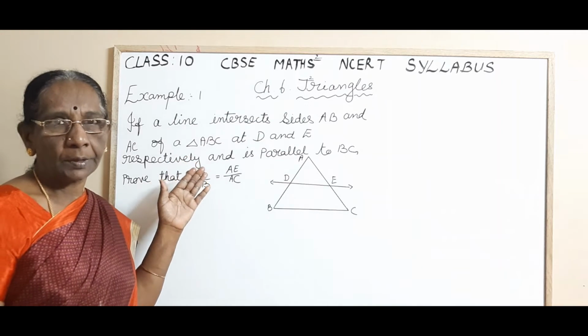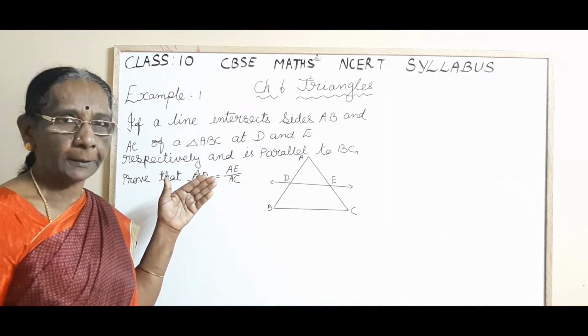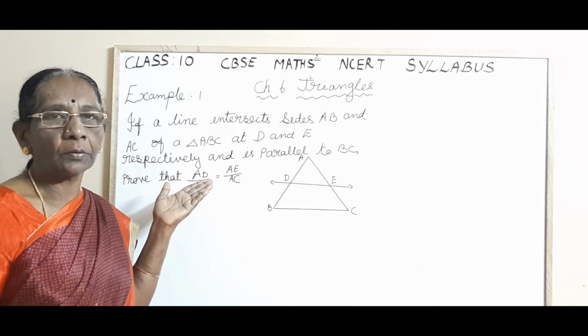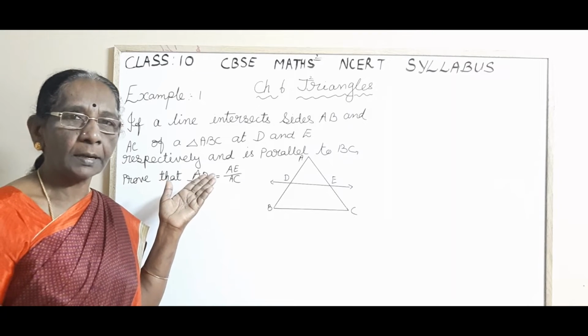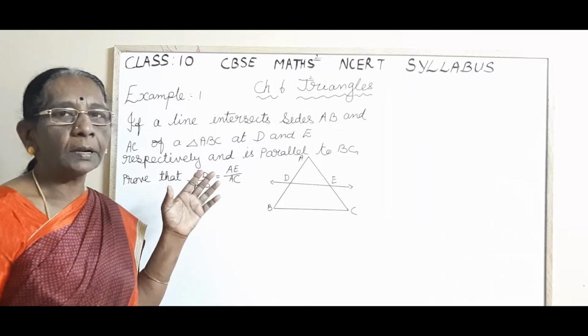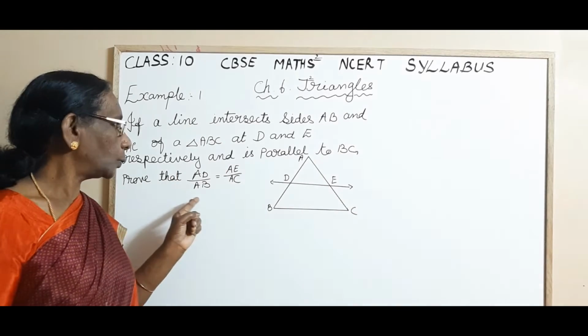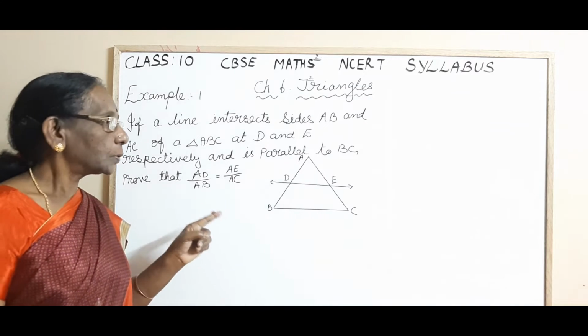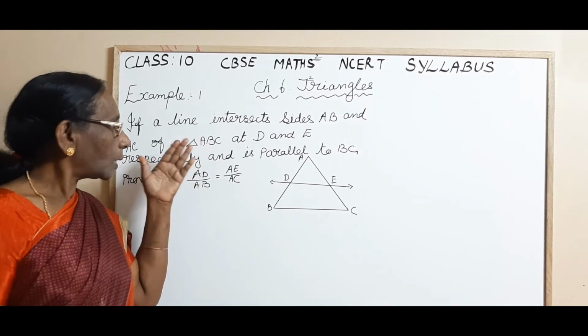Can you identify what is given in this question, children? It is the same statement as the basic proportionality theorem. There is only one change: what we have to prove is the ratio. Okay, children, so from this what have you all understood?